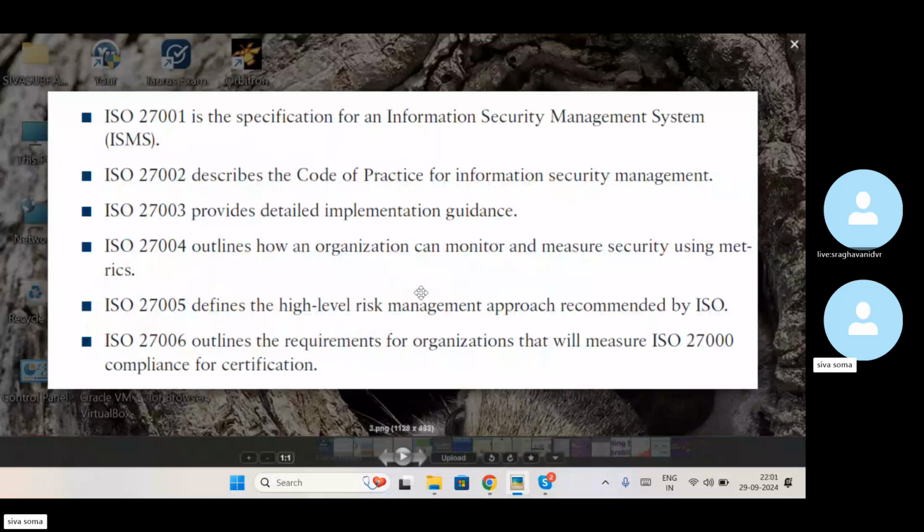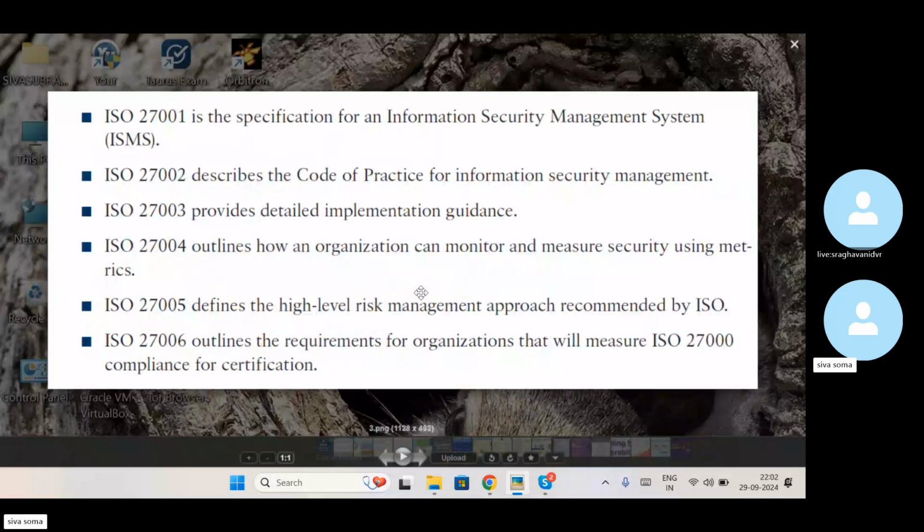Then the final one is 27006. A lot of things, like 27013 and 27017, a lot of categories come under the ISO 27000 series. In our book they have given only six. They outline the requirements for organizations to measure ISO 27000 compliance for certifications.